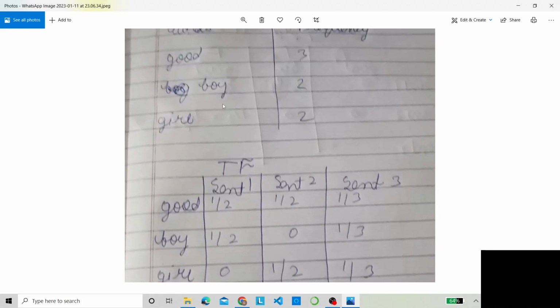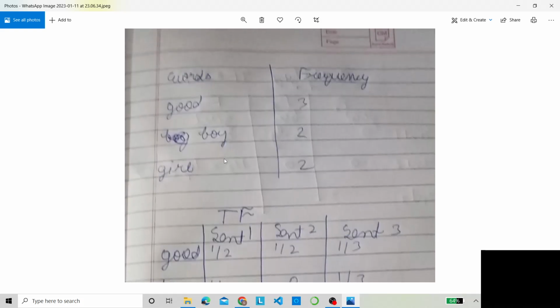So first we made the table for words and frequency. In our sentences, we had only these three words. First, good. Good was counted three times in the sentences. Boy had a frequency of two. The girl had a frequency of two, the same as the boy.